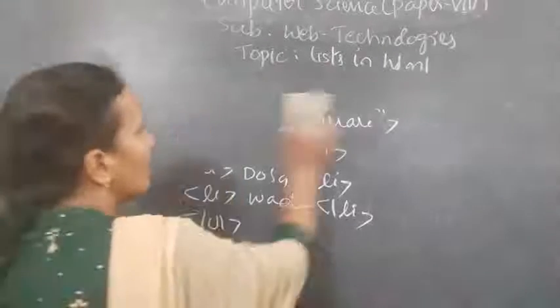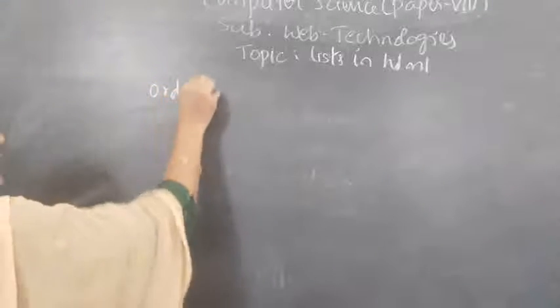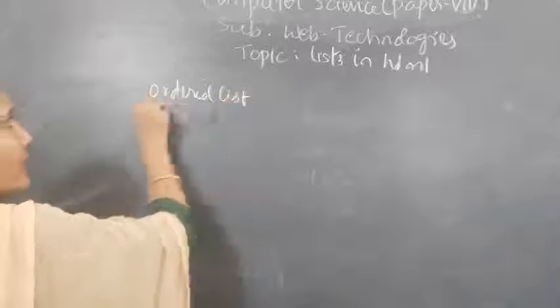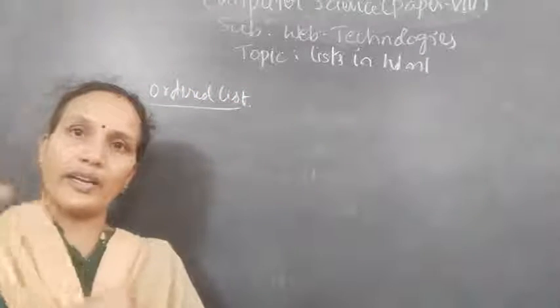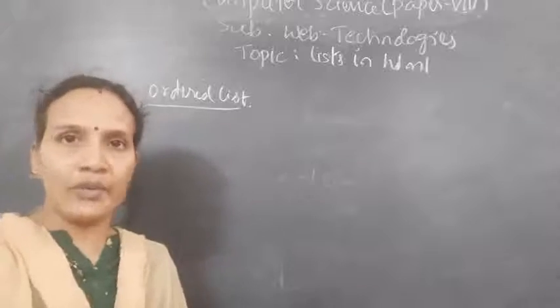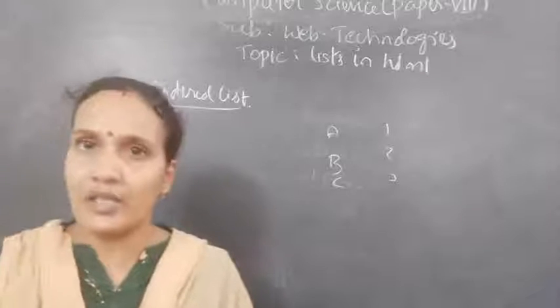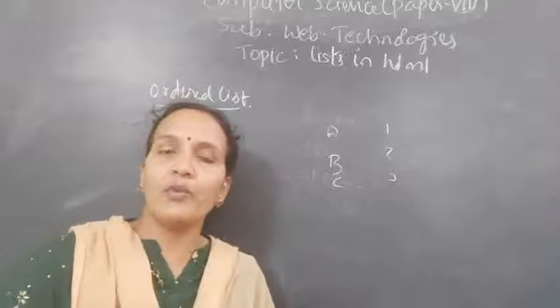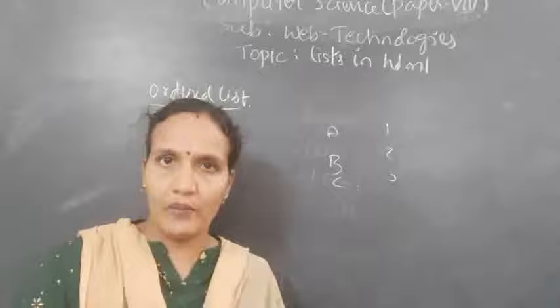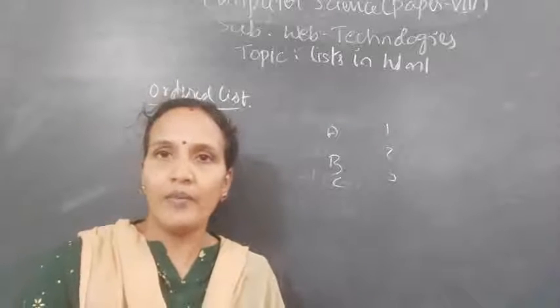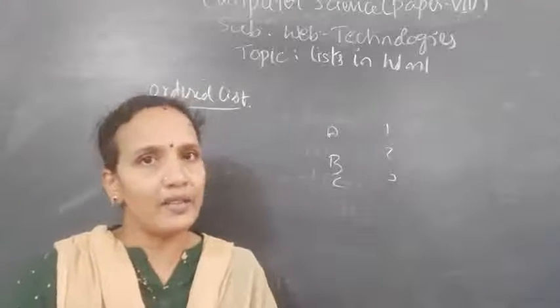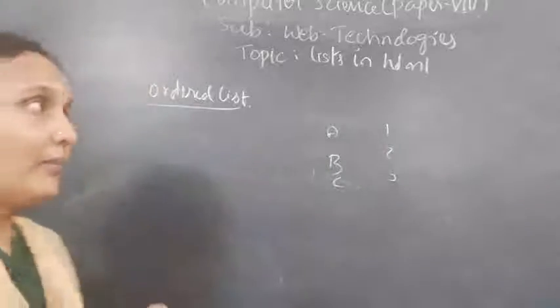Now, the next one is the ordered list. In the name itself, you have a definition. Ordered means where you want to follow a sequence like 1, 2, 3 or A, B, C. For such a type of list, we'll use an ordered list. Means where you want to display a list of items in a particular sequence, we'll implement the ordered list. Ordered list is also called a sequence list, or a numbered list.